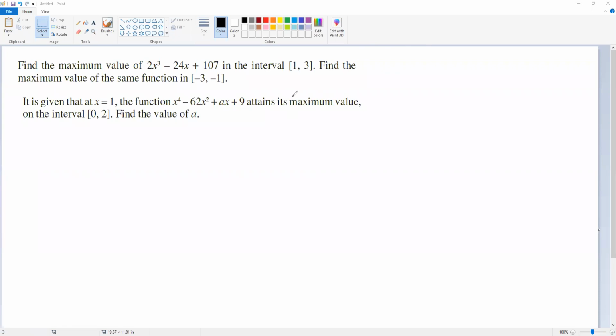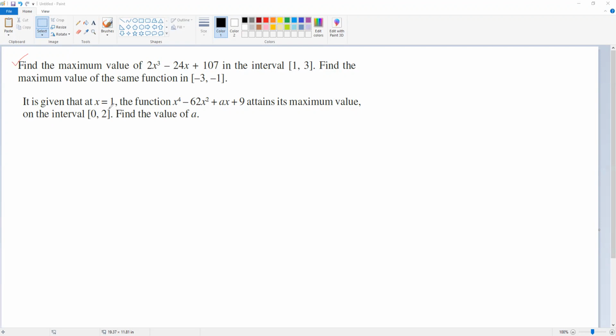See this question, the first one, we already did the same type in the last class, so you can do it yourself. Find the maximum value of this function in the interval 1, 3. The same logic: you have to find the critical points, and in addition to those critical points, you have to add the end points, and at those points find the values of the function. Whatever the maximum value you get will be the maximum value of the function, and whatever the minimum value you get will be the minimum value of the function. Okay.